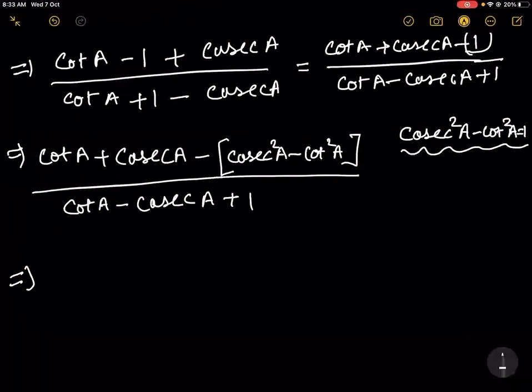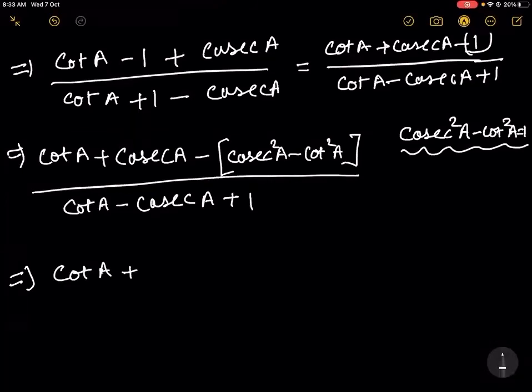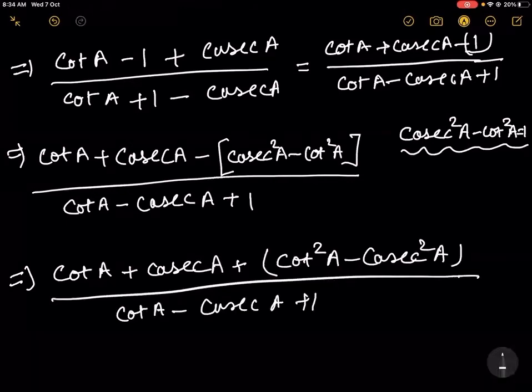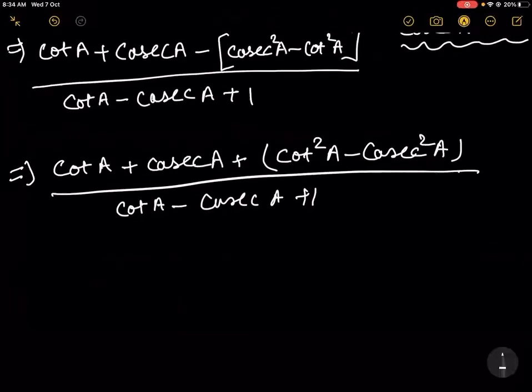If there is a minus sign outside the bracket, the signs inside should be changed. Now we get... We know that a square minus b square is equal to (a plus b)(a minus b).